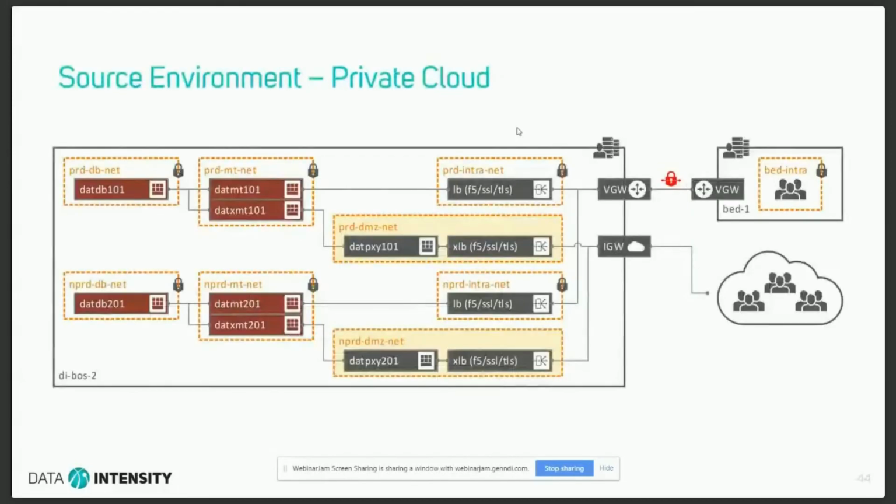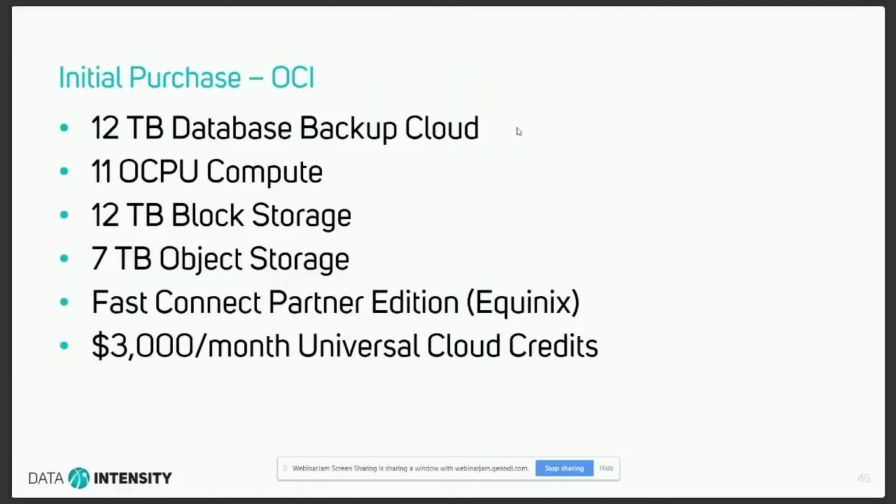The original source environment in a private cloud had, as I mentioned, database tier, internal and external middle tiers in the red, and user access through a single point of entry into that private cloud data center. The initial purchase of OCI included 11 OCPUs of compute, some block storage, some object storage, a database backup cloud, Fast Connect Partner Edition through Equinix, and about $3,000 a month in Universal Cloud credits. So this customer is running their entire environment in OCI for under $3,000 a month.